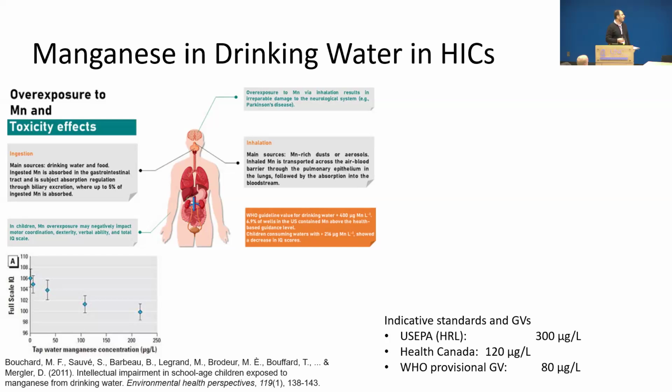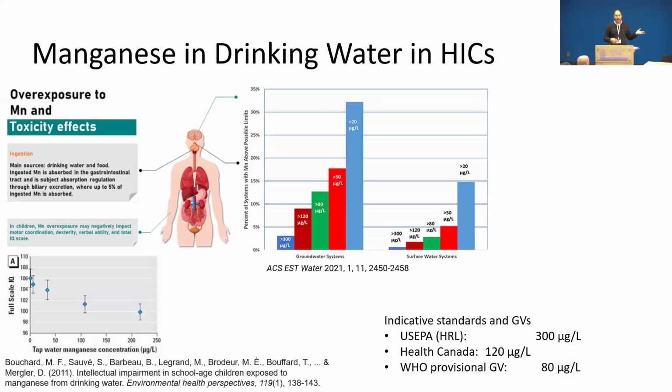And so, whereas previously WHO said 400 micrograms per liter, which is kind of around the point where it starts to taste funny anyway, WHO is now putting out provisional guidelines of maybe we should be below 80 micrograms per liter. Health Canada is looking at below 120 micrograms per liter. EPA has a health reference level that's not enforceable. But, again, we're learning more about the hazards of manganese in drinking water.